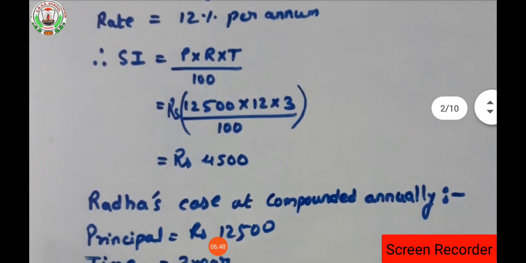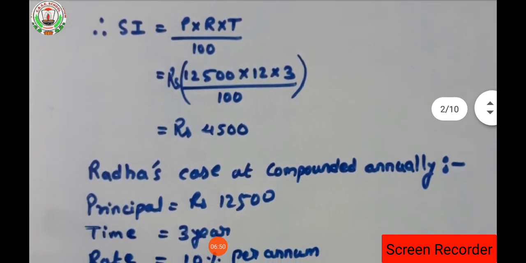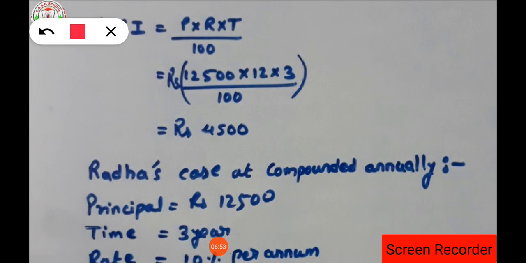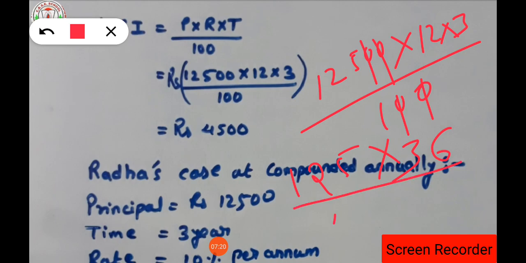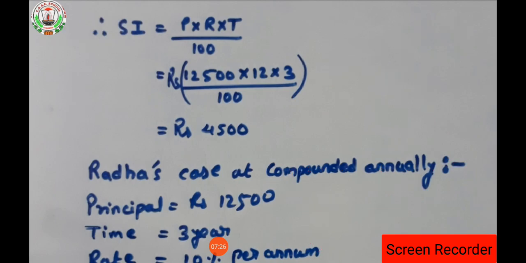All of you very well know how to find the SI. The SI formula is P into R into T upon 100, where P is the principal, that is 12,500, R is 12%, and T is the time, that is 3, upon 100. Can we cancel the zeros from the numerator and denominator? Yes, we can cancel. Now 125 into 12 into 3 will be how much? 12 into 3 is 36. Now while multiplying these numbers, we will get 4,500 rupees. So simple interest is 4,500.